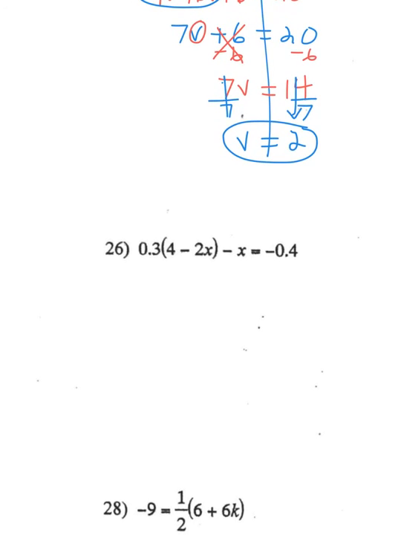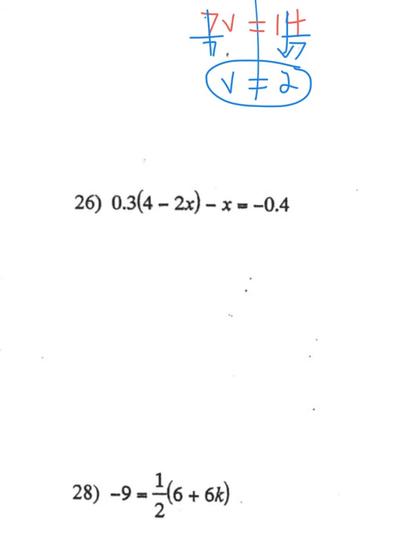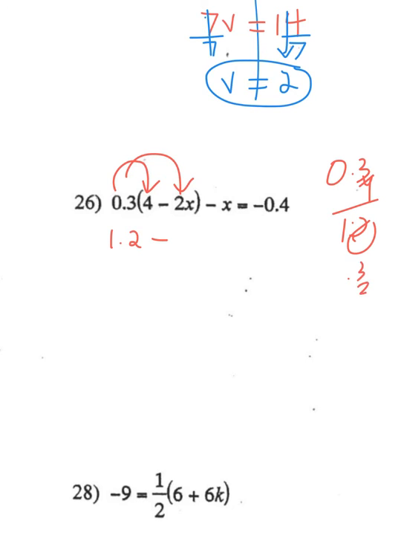All right, here we go. Ooh, another decimal problem. I have to be a little bit careful. 0.3 times 4 is going to be 12, but remember that one decimal spot. So it's going to be 1.2 minus 0.3 times 2 is 6. Move it over once. 0.6x minus x equals negative 0.4. Okay, I wrote that kind of sloppy. I'm going to rewrite that again.